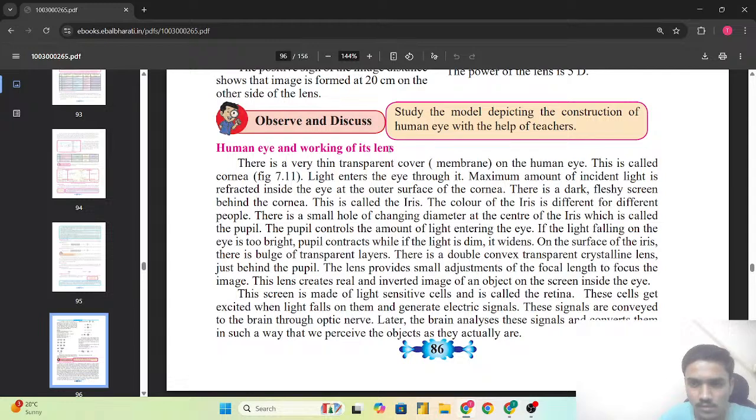On the surface of the iris, there is a bulge of transparent layers. There is a double convex transparent crystalline lens just behind the pupil. The lens provides small adjustments of the focal length to focus the image. This lens creates a real and inverted image of an object on the screen inside the eye.